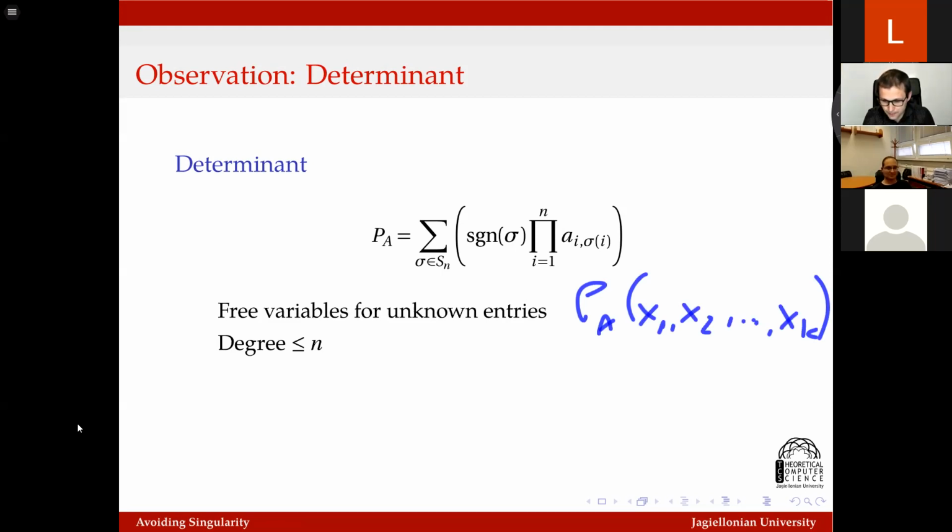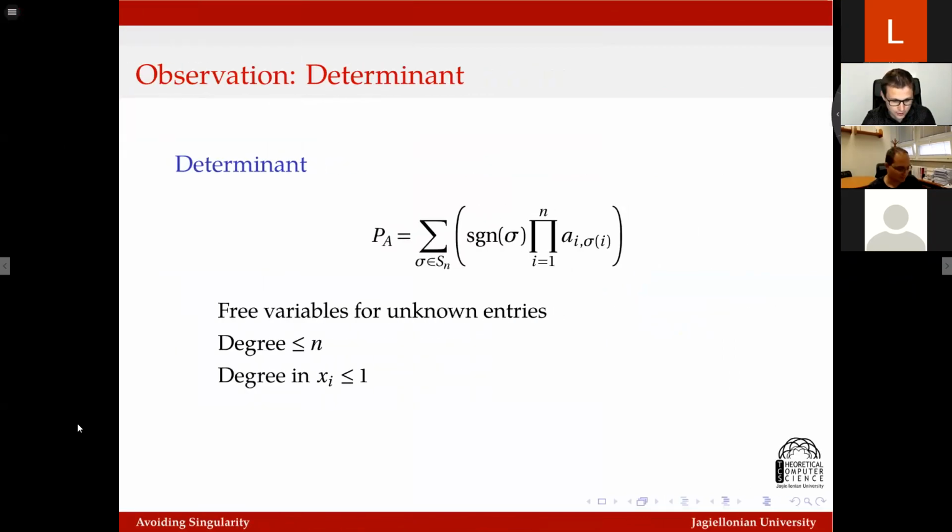So the degree of that polynomial is at most n, because this polynomial is a sum of monomials of degree at most n. So this is one nice feature. The second one is that the degree in each variable is at most 1, because in each monomial each variable appears just once. It's just one entry in the matrix, so it's a very low degree polynomial.